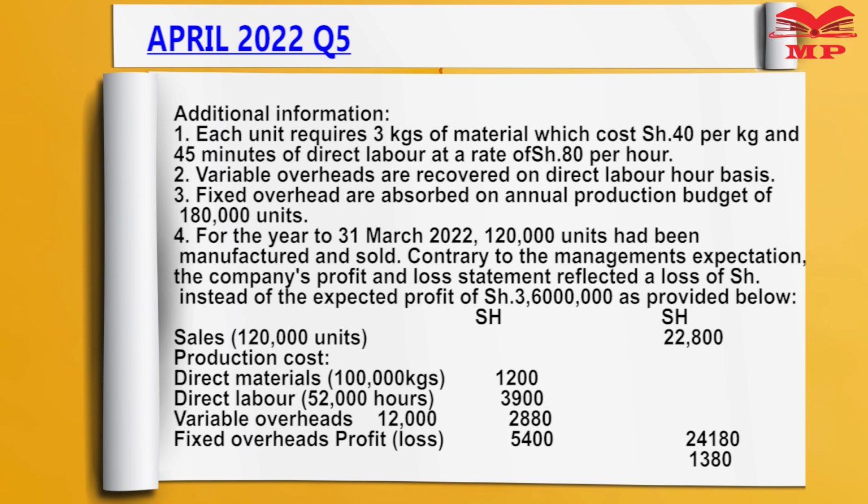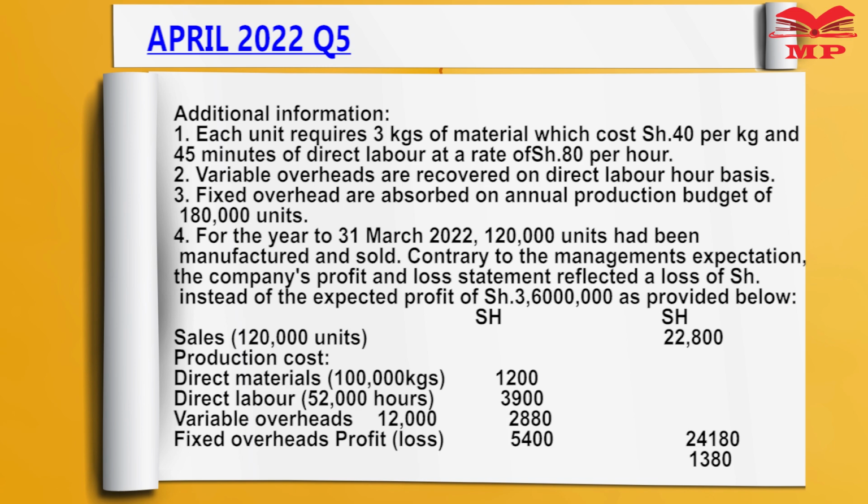Note number 2. Variable overheads are absorbed on a direct labor hour basis. Note number 3. Fixed overheads are absorbed on an annual production budget of 180,000 units. Note number 4. For the year to 31st March 2022, 120,000 units have been manufactured and sold.